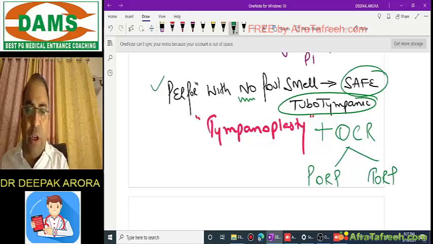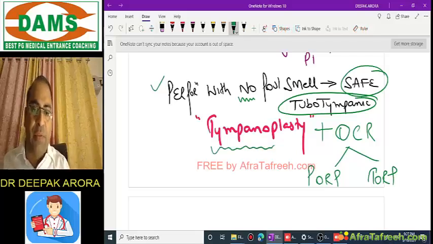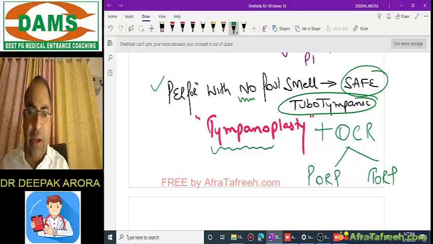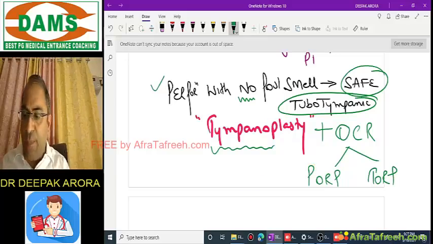What is the treatment for safe CSOM? Safe CSOM, we will be going for tympanoplasty with OCR, ossicular chain reconstruction. So treatment for tubotympanic ear will be tympanoplasty with OCR.